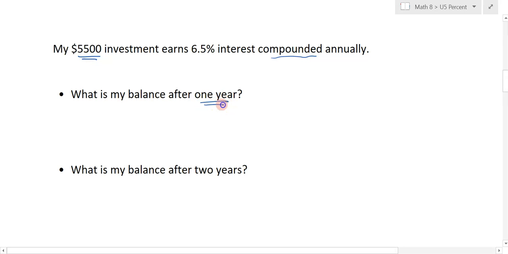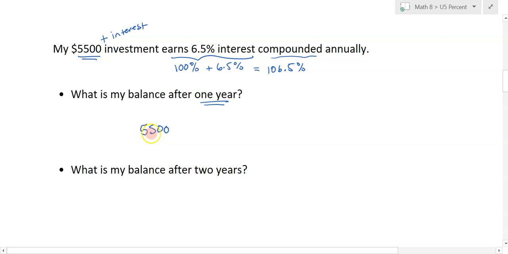So what is my balance after 1 year? Well, I have $5,500, and again, I'm increasing it by 6.5%, right? I'm not just earning 6.5% and having only the interest in the bank. I'm going to have this plus my interest in the bank, because my money's going to grow if it's an investment. So I'm going to have 100% plus my 6.5% in the bank. In other words, I'm going to have 106.5% of what I had at the beginning of the year at the end of the year.